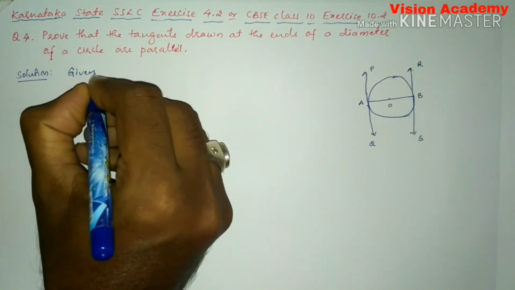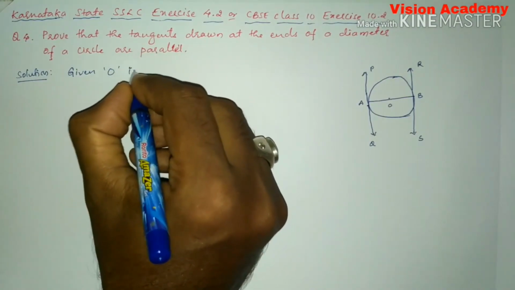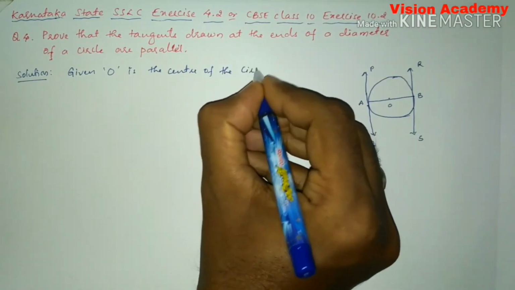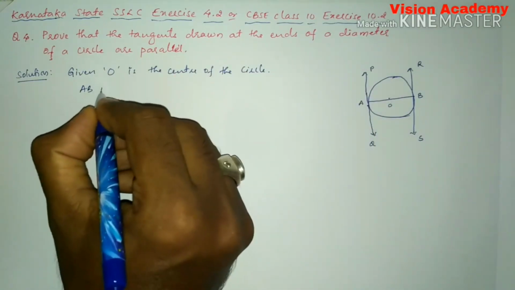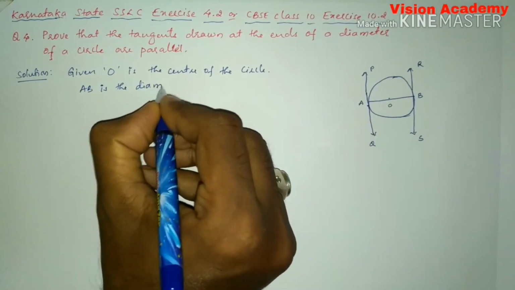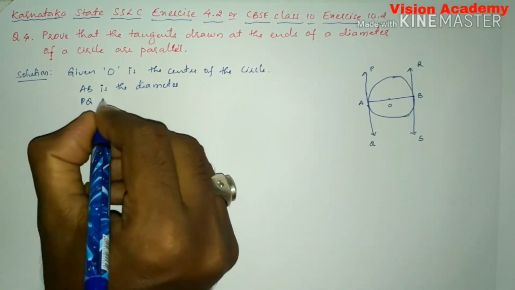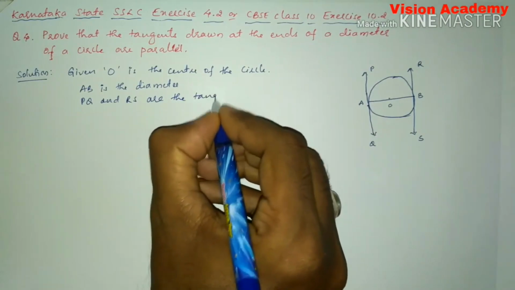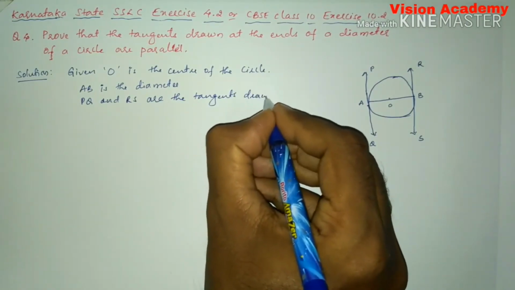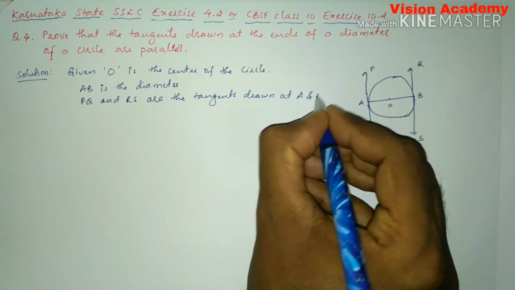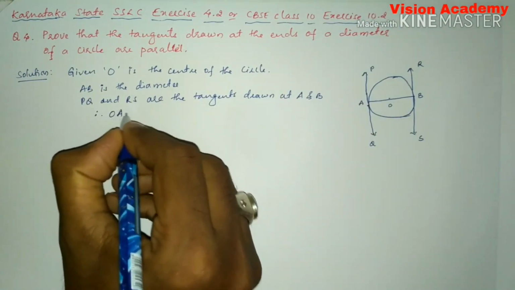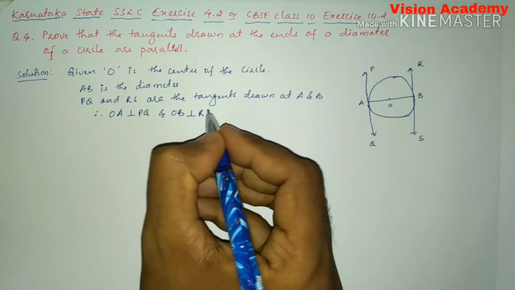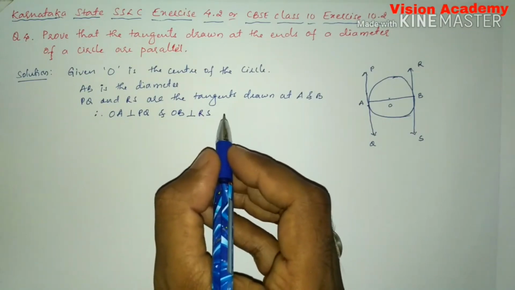Here let us write the solution for the given problem. Given: O is the center of the circle, AB is the diameter, PQ and RS are the tangents drawn at A and B. Therefore, OA is perpendicular to PQ and OB is perpendicular to RS because the radius drawn to a tangent at a point of contact is perpendicular.